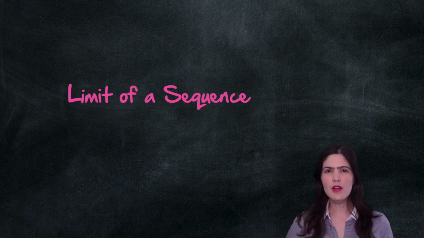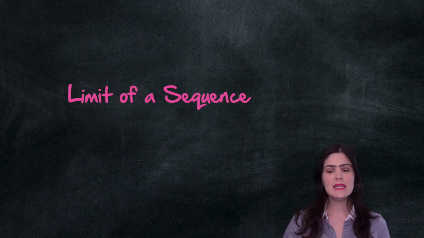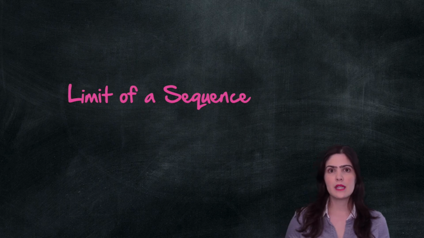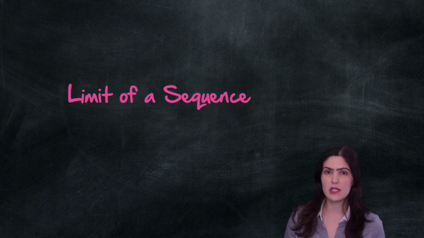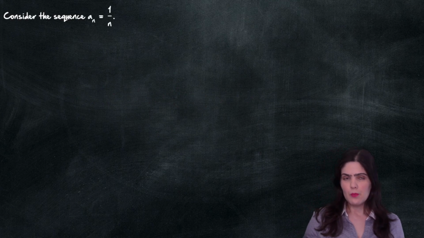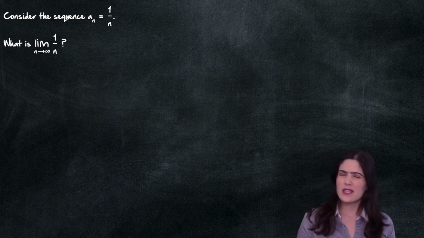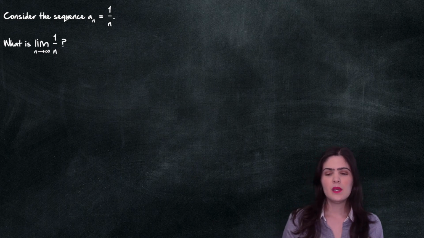In this video, we're going to study one of the most important concepts in this module, and it's the limit of a sequence. Before we do that, I want us to take a look at an example to illustrate what we want the limit to be. So let's consider this sequence a_n equals 1 over n. What should the limit as n goes to infinity of 1 over n be?